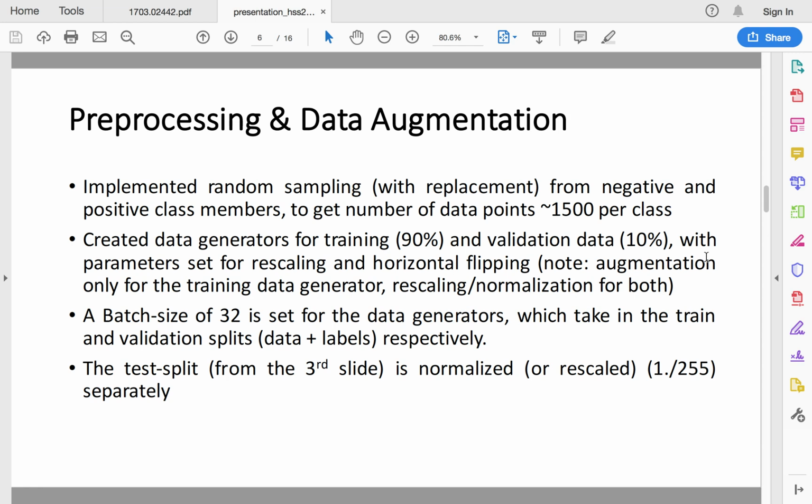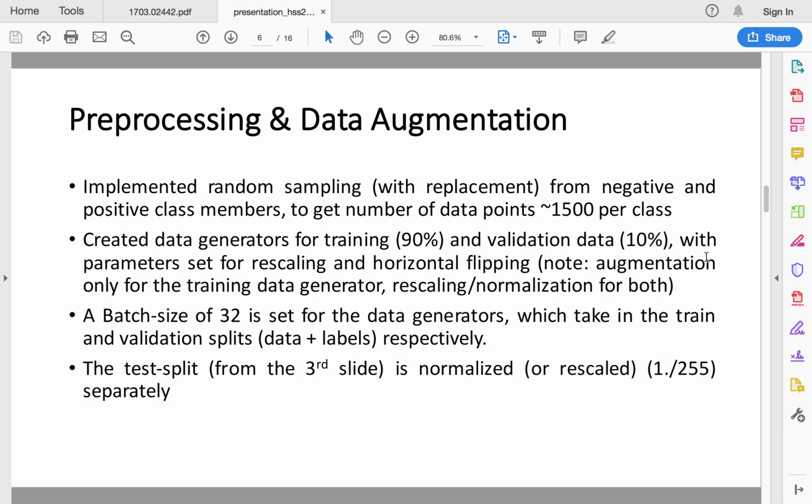And for the data augmentation, first of all, to deal with the class imbalance, I oversample from both the positive and negative class members to get an equal number of data points, basically 1500 per class. So hence I now have 3000 data points for training. And I do a 90% 10% split for training and validation from this. So I end up at 2700 for training and 300 for validation.